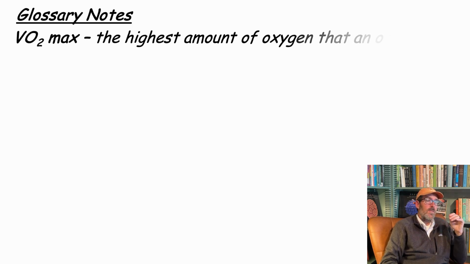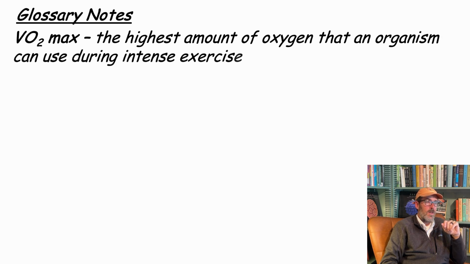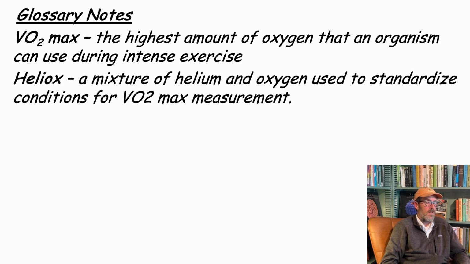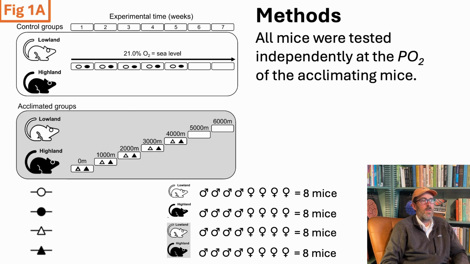So VO2 max is the highest amount of oxygen that an organism can use during intense exercise, and I should have put in there or chilling thermogenesis. It's basically the highest metabolic rate. Heliox is a mixture of helium and oxygen used to standardize conditions for VO2 max measurements. So that was an interlude.